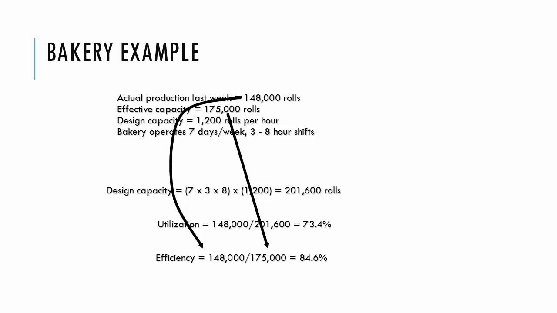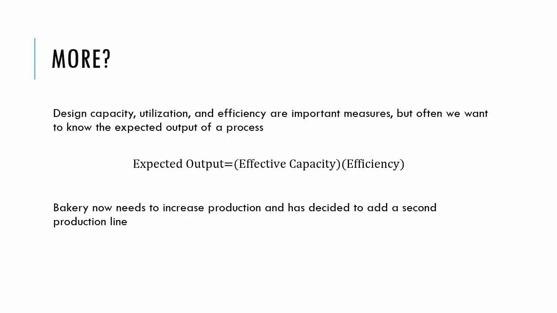It should not surprise you that the efficiency is higher than the utilization. If it does surprise you, you should revisit the formulas and convince yourself otherwise. The metrics we've calculated are important, but often we may want to know the expected output of a process. To find the expected output of a process, we take the effective capacity and multiply it by the efficiency.